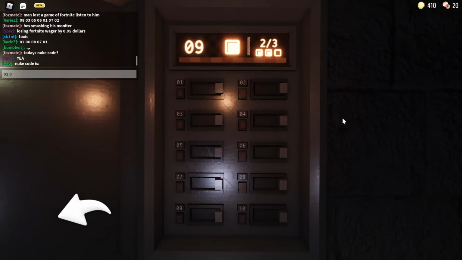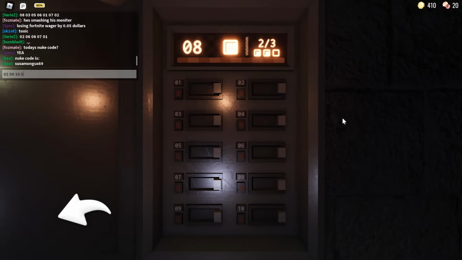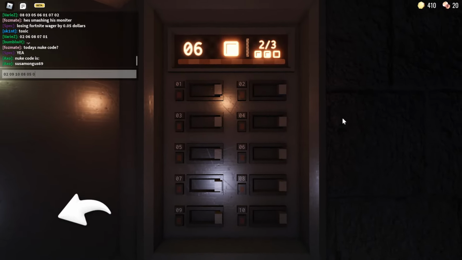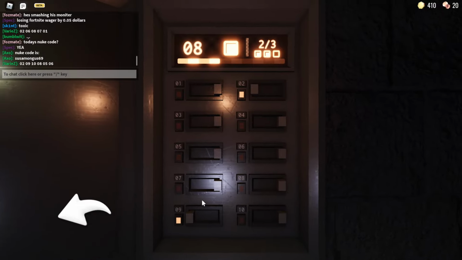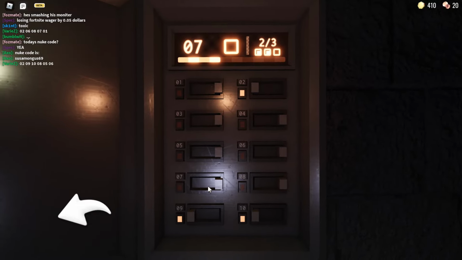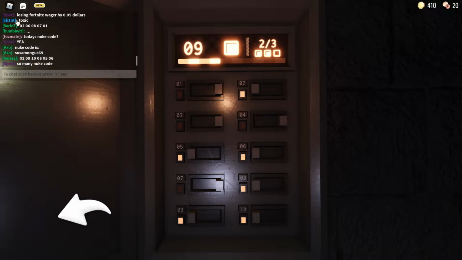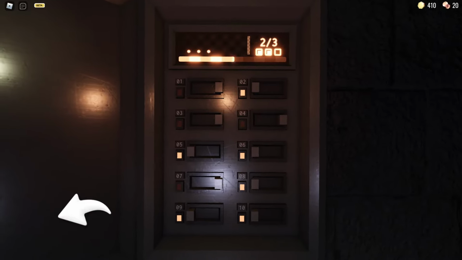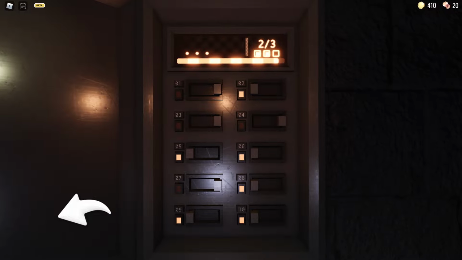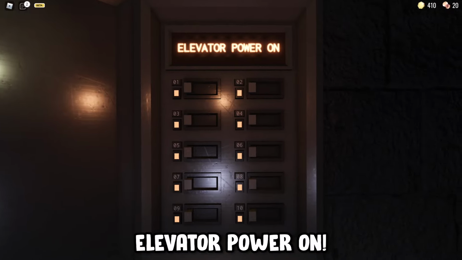02, 09, 10, 08, 05, 06. Write that down and put it in the thing. And then just wait. And boom, elevator power on.